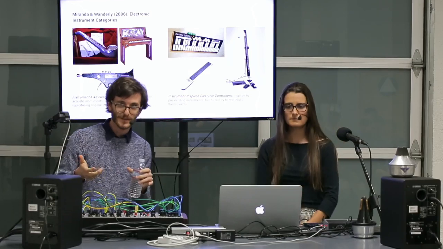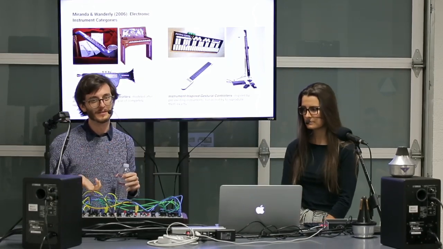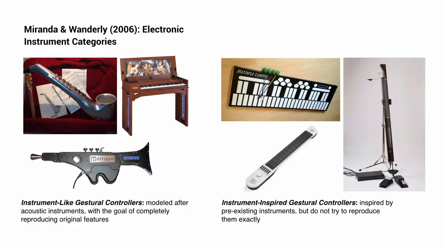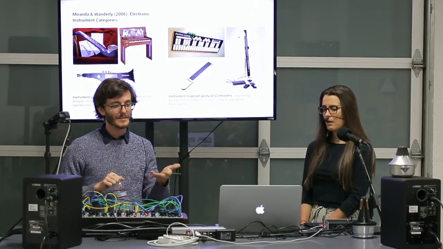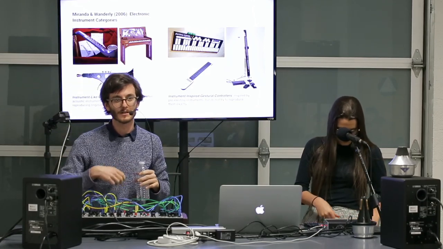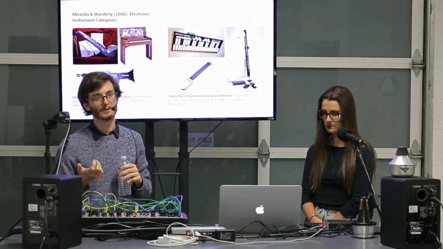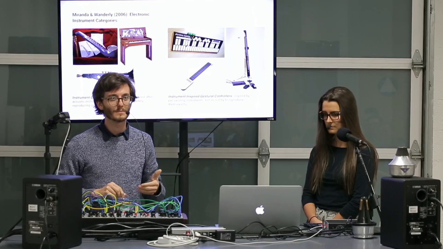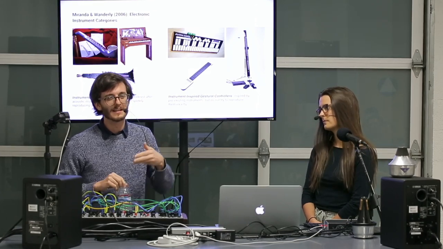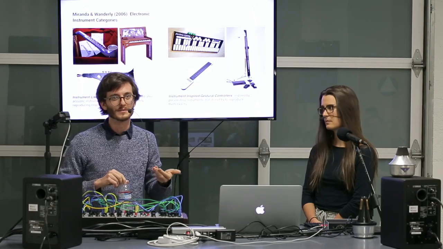But anyway, these rather brilliant people who have been in the field of instrument design for a while broke things down into four categories for electronic instruments. The first type of electronic instrument is an instrument-like gestural controller. And really they're talking about digital music controllers. Instrument-like gestural controllers are electronic devices that model the workflow of a traditional instrument and really do so expressly for the purpose of doing the same kinds of things the original instrument would do.